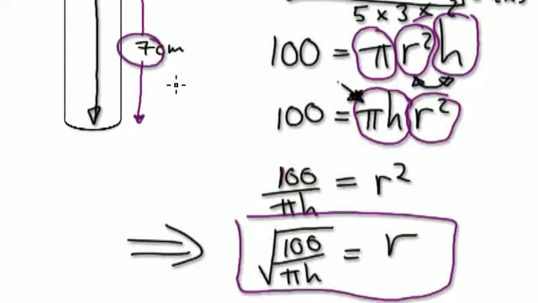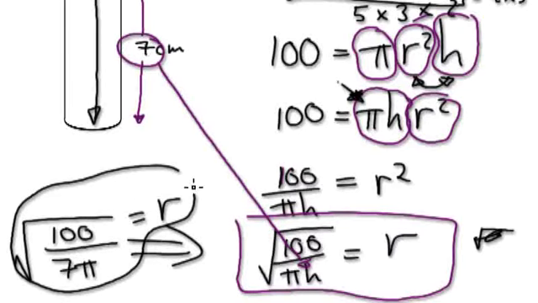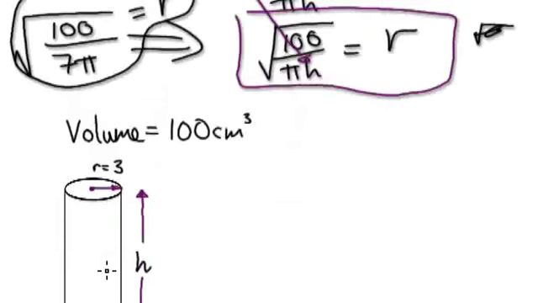Oh, sorry. h is 7. So let's put this 7 into here. So hang on. It would be root 100 over 7 pi, because we are putting the 7 into the h. So at the moment it's pi times 7. That's the same as 7 times pi. So r, the radius, is given by root 100 over 7 pi.